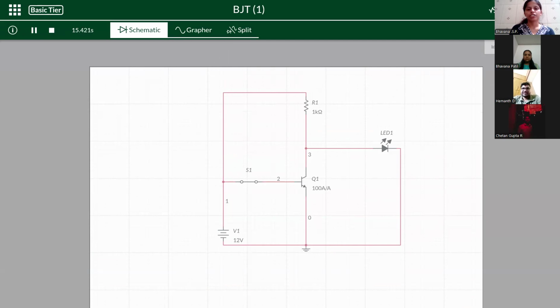Transistors: introduction. Transistors are fundamental semiconducting components widely used to amplify, switch, and control electrical signals in electronic circuits. One of the simplest and most instructive configurations is the transistor as a switch, which forms the backbone of digital logic and automation systems. In this circuit, a bipolar junction transistor is used to control the on or off state of an LED based on the input from a push button.